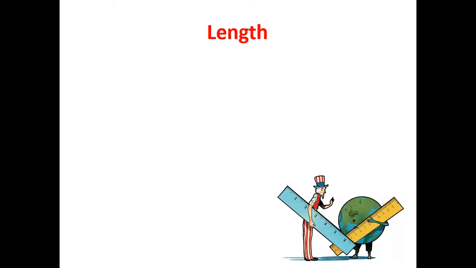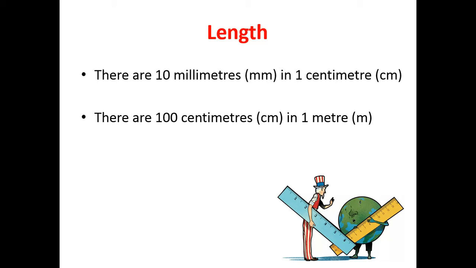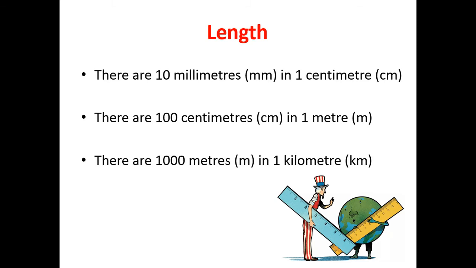Right, here are some key things we need to know about length. There are 10 millimeters, which have the unit mm, in 1 centimeter, which has the unit cm. There are 100 centimeters in 1 meter, which has the unit m. And finally there are 1000 meters in 1 kilometer, which has the unit km. So there are 10 millimeters in a centimeter, 100 centimeters in a meter, and 1000 meters in a kilometer.